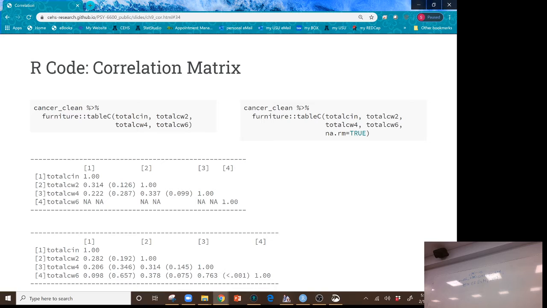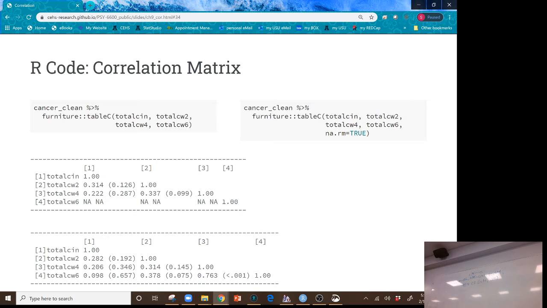na.rm equals true. True. Yes, remove the missing values. And then it will complete the table for you. Did any of the numbers change, though? Besides replacing the NAs with values, it did. Because up here, this correlation is for all people. This one is just for those that have complete data.